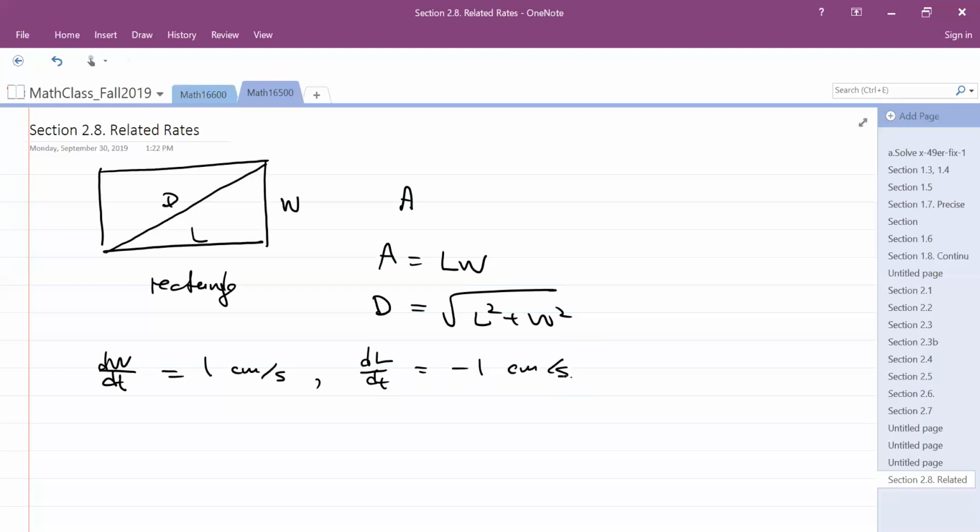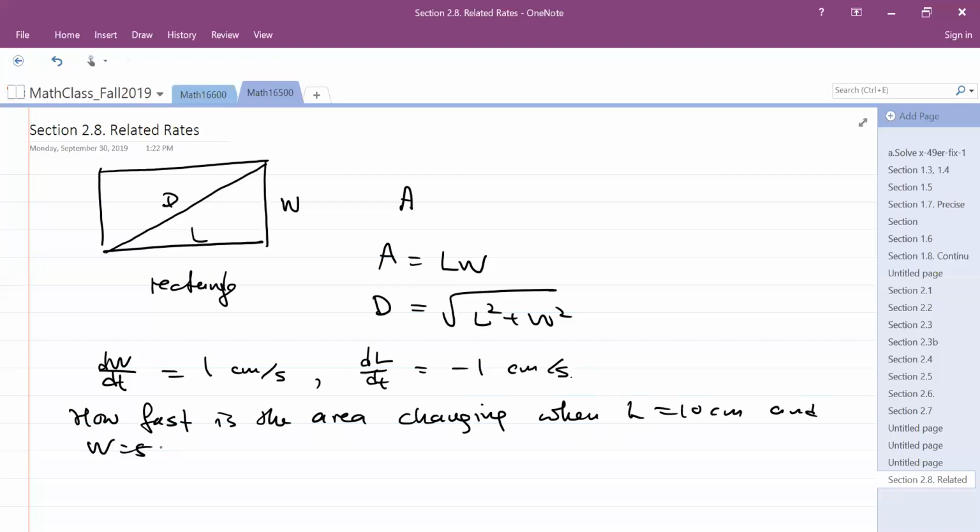We want to know how fast the area changes. So how fast is the area changing? But that rate of change also depends on the dimensions at that moment. So when L equals 10 centimeters and W equals 5 centimeters. Okay.